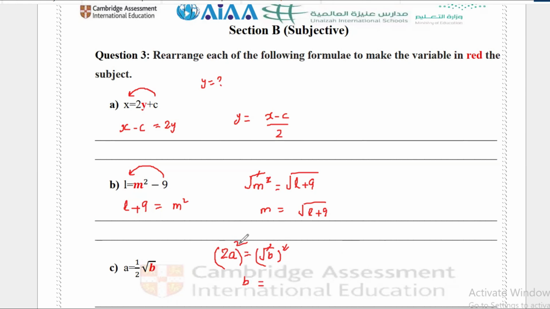Now, if you apply this square on 2, it gives you 4. And once you apply this square on a, it is a squared. So we find out b as the subject, which is b equal to 4a squared. Fine. If you consider this one in part b, then it gives you the answer m is equal to square root of L plus 9.